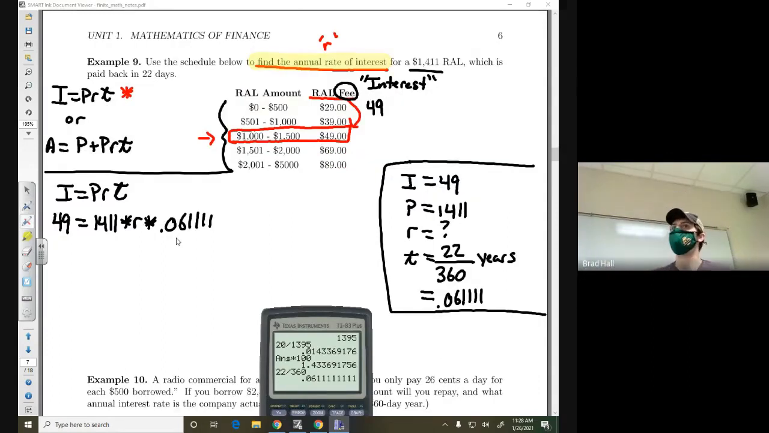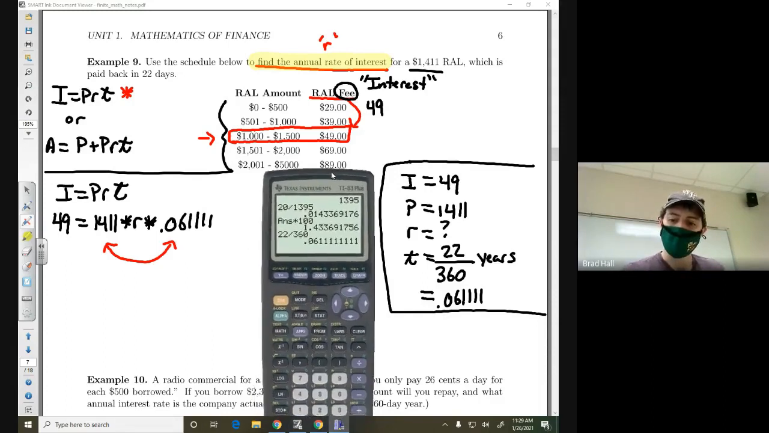since R is not by itself, we have to use some algebra. But we can clean this up a little bit. Taking the order of operations, are there parentheses? No. Exponents? No. Multiplication? Yes. 1411 times 0.06111.